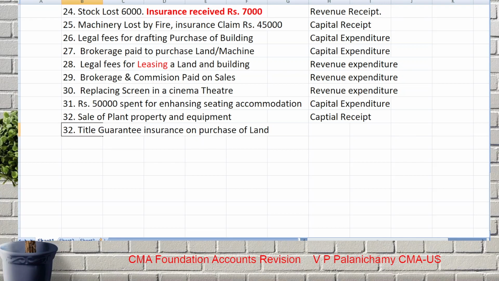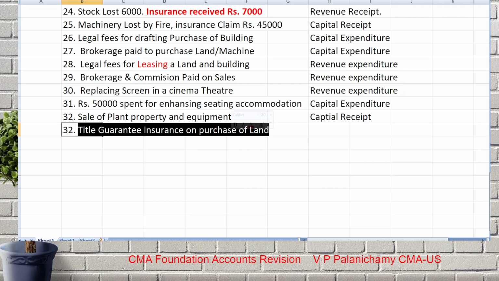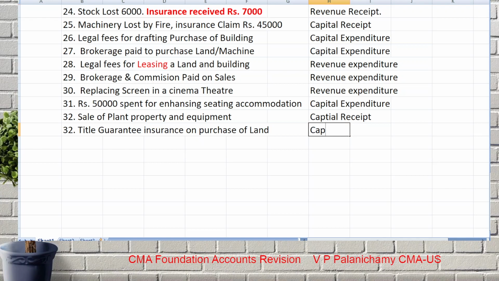We are taking a title guarantee insurance. What is a title guarantee insurance? We buy it to guarantee that the seller is the rightful owner. Suppose there is any loss, the insurance company will pay us compensation while purchasing the land. What is it? Capital expenditure. It is part of the purchase cost of the land, a one time payment at the time of purchase.